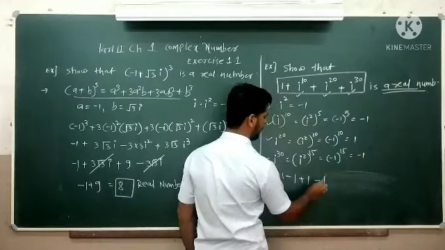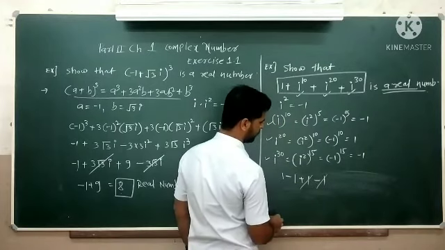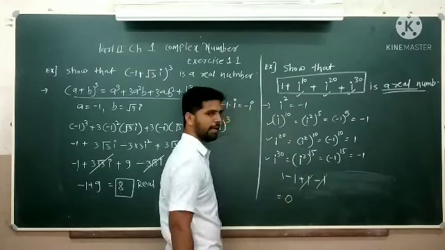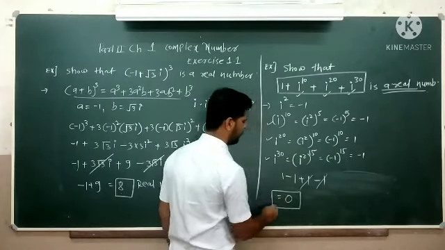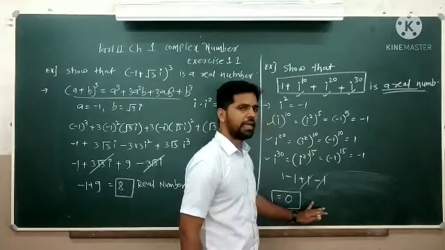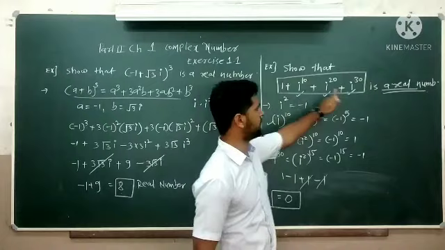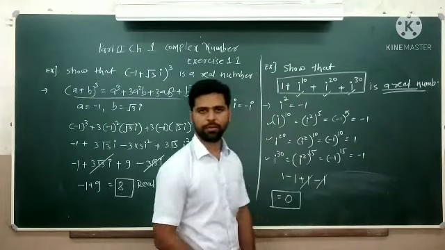Okay? So this minus 1 and plus 1 we can cancel out. So what we get? 1 minus 1, that is 0. Right? So 0 is a real number. We don't have any imaginary part either. So we can conclude 0 is a real number. So this whole expression is a real number. Okay?